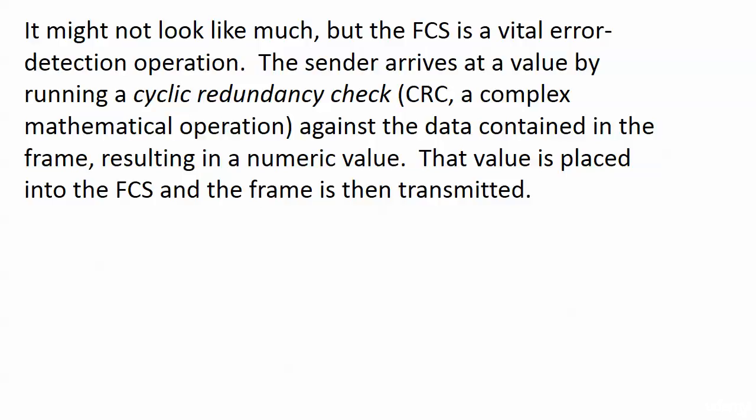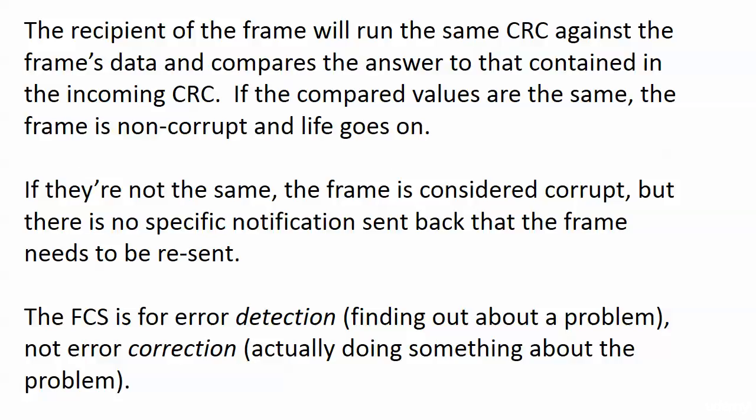Now the sender arrives at a numeric value by running what we call a cyclic redundancy check, a CRC. You can also say cyclic if you want to. Just call it the CRC. It's a complex mathematical operation, and it's run against the data contained in the frame. And the numeric value that is a result of the CRC is placed into the FCS, and the frame is then sent. The recipient of the frame will run the exact same CRC against the exact same data, the incoming frame's data, and it's going to compare the answer to that contained in the incoming CRC.